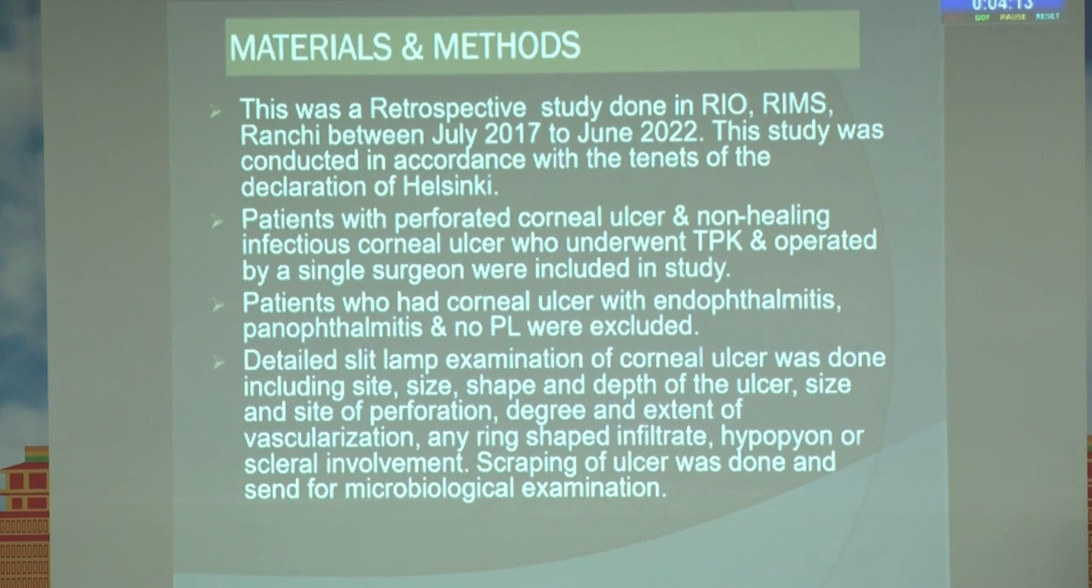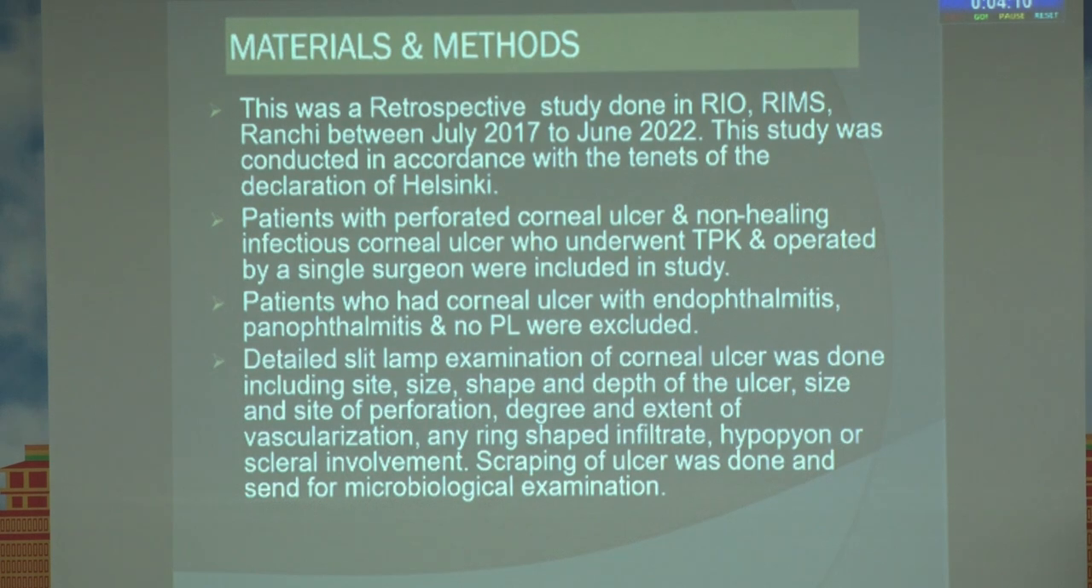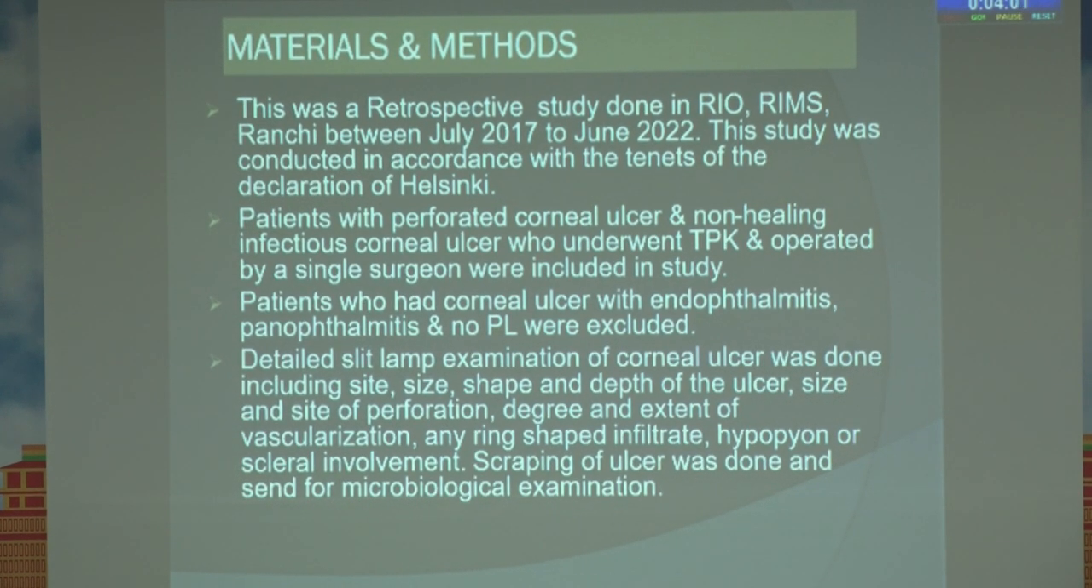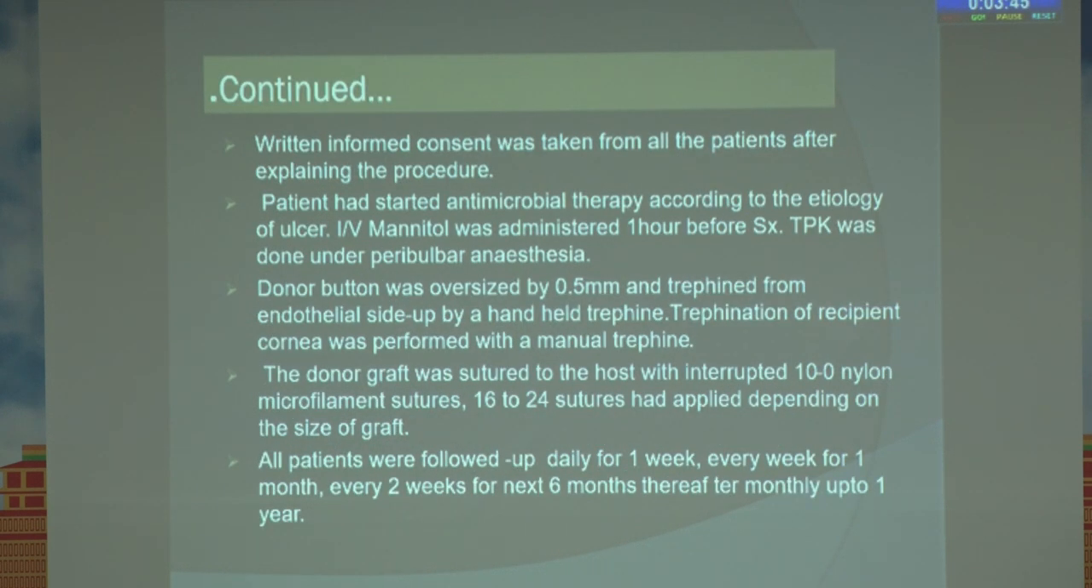Now come to materials and method. This was a retrospective study done in RIMS Ranchi. Patients with perforated corneal ulcer and non-healing infective corneal ulcer who underwent TPK, operated by a single surgeon, were included. Patients who had corneal ulcer with endophthalmitis, panophthalmitis and no PL were excluded. Detailed slit lamp examination of the corneal ulcer was done, including site, size, shape, depth, site of perforation, degree and extent of vascularization, hypopyon and scleral involvement. Patients were started on antimicrobial therapy according to the etiology. IV mannitol was administered 1 hour before surgery. TPK was done under peribulbar anesthesia. All patients were followed up daily for 1 week, every week for 1 month, and every 2 weeks for the next 6 months.